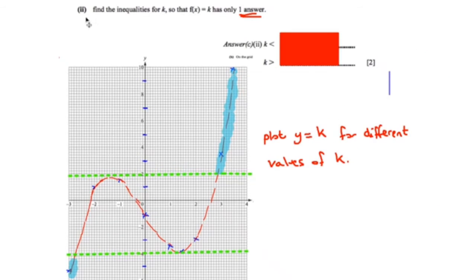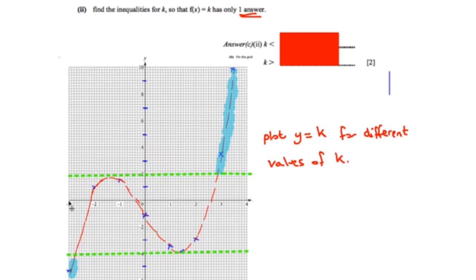This is a bit more difficult. It says find the inequalities for k such that f of x equal to k has only one answer. Now remember what this meant was we drew horizontal lines for y equals k, choosing different values for k. For example, y equals 6, I would draw the horizontal line across here. You can see that that's only got one solution. If I drew the line y equals 5, again that only has one solution. If I drew the line y equals 3, again there's only one solution, it only hits this one there.